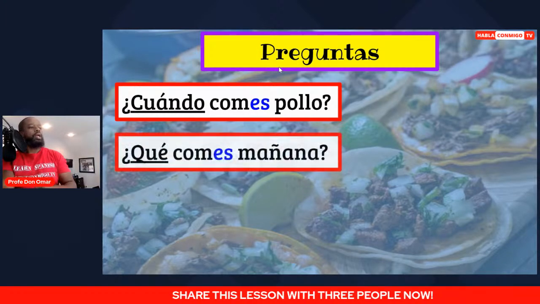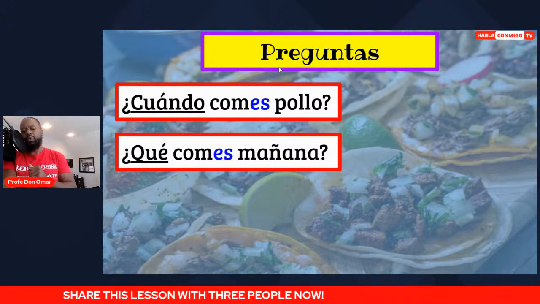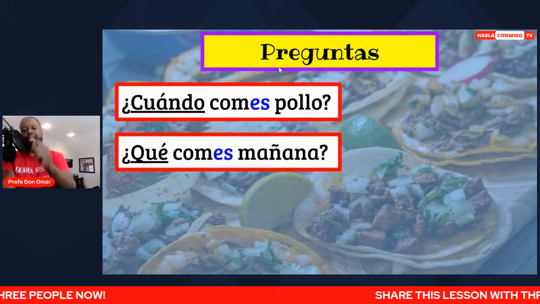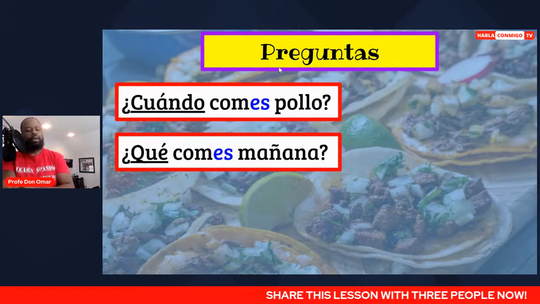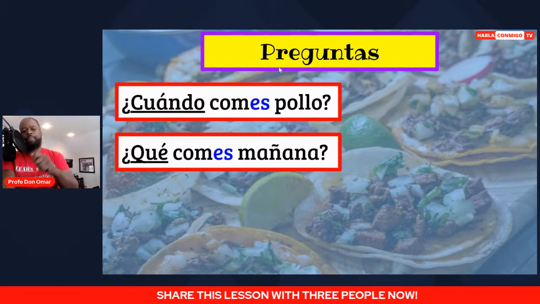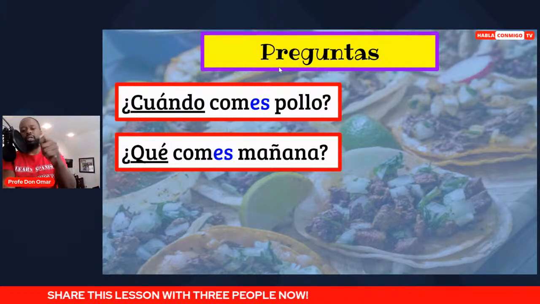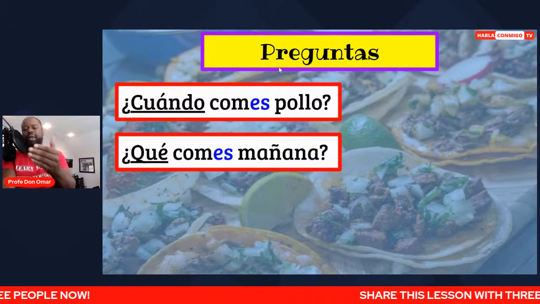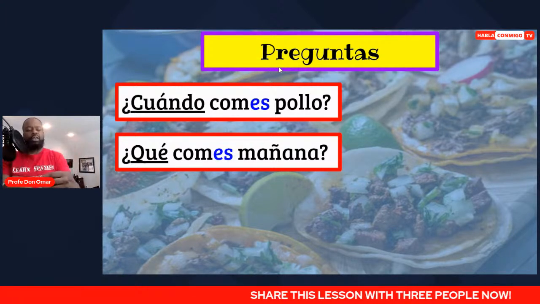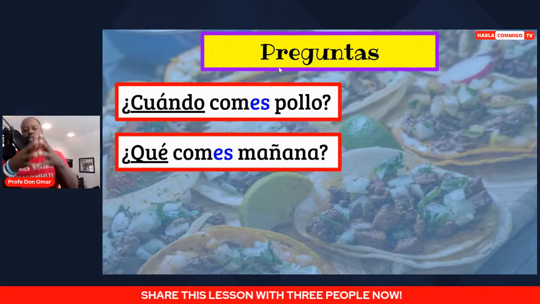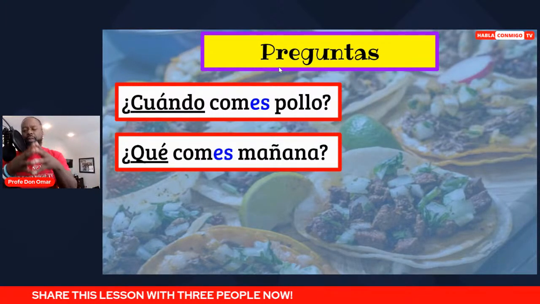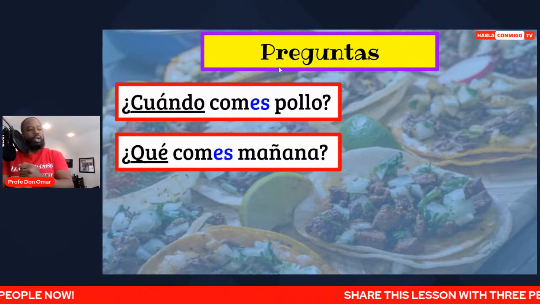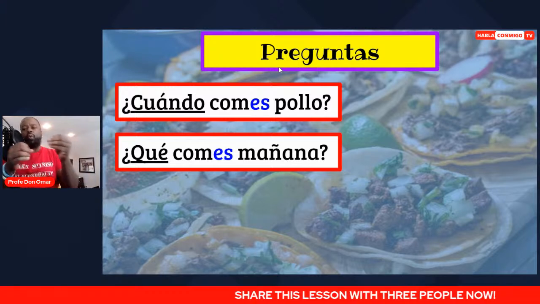And here we have, ¿qué comes mañana? Ooh, this is an interesting question here. We are doing something that most people do not even realize that they can do. ¿Qué comes mañana? What do you eat tomorrow? Does that make sense? Not really. The way we would actually say it in English, and you have to understand this, it's not going to always translate word for word. So we have to make it make sense to us. ¿Qué comes mañana? We know the word mañana means tomorrow. So ¿qué comes mañana? What will you eat tomorrow?